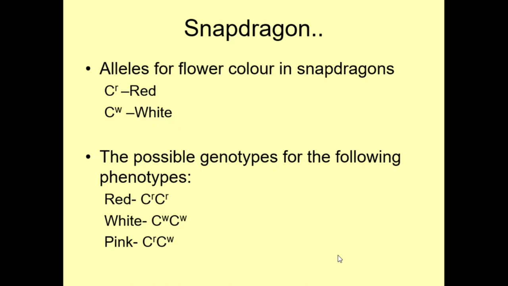So let's have a look at the genotypes for the snapdragons. We get two different alleles within snapdragons that control the flower color. We get the allele for red, which we're going to write as CR, so color red. And then we have the allele for white, which is CW, so color white. The possible genotypes for the phenotypes: red will be CRCR, white will be CWCW, but if you cross those two, you get heterozygous F1 offspring, and they would all be pink, and they would have the genotype CRCW.